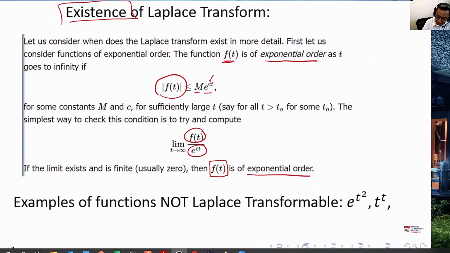Okay, so examples of signals that are not Laplace transformable are t to the power t and e to the power t squared. I mean, we're talking about with respect to the unilateral transform here.